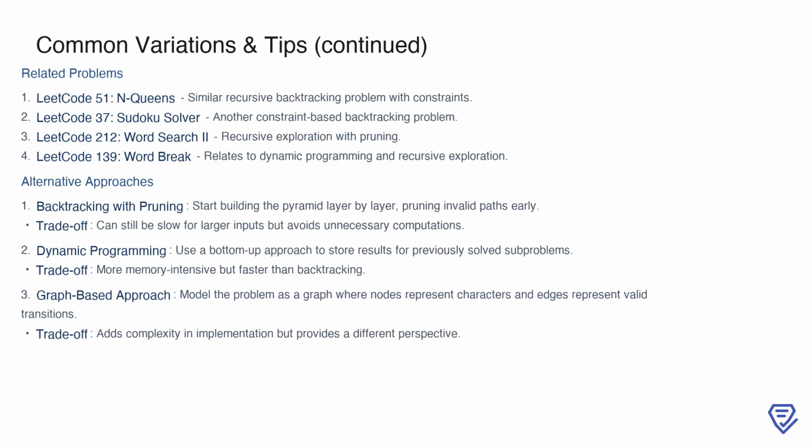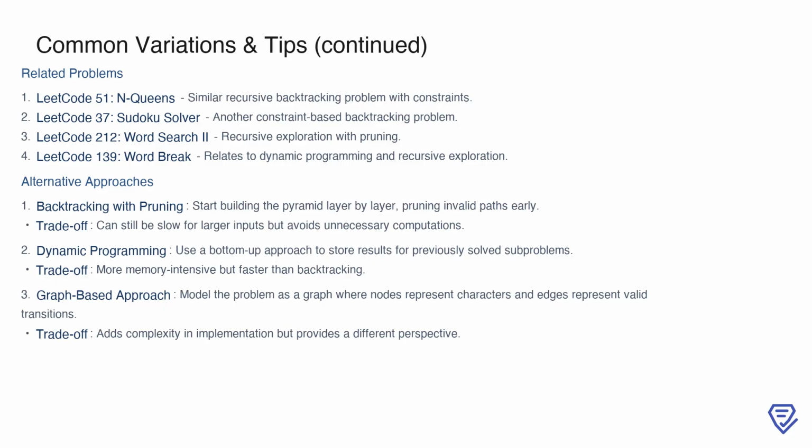This problem also has connections to several related problems, which can help in understanding its structure better. For instance, LeetCode 51, the n-queens problem, shares a similar recursive backtracking approach with constraints. LeetCode 37, the Sudoku solver, is another example where valid configurations must adhere to strict rules. Similarly, LeetCode 212, Word Search 2, involves recursive exploration combined with pruning, and LeetCode 139, Word Break, is an example of dynamic programming applied to recursive exploration.